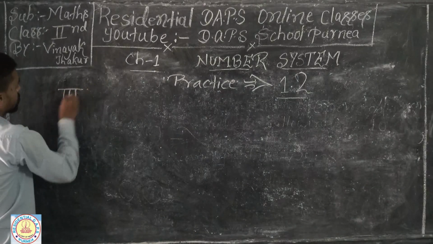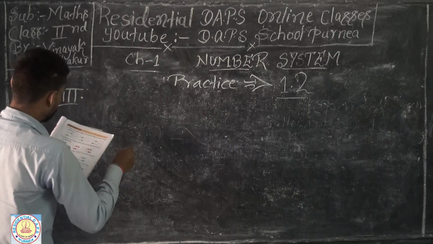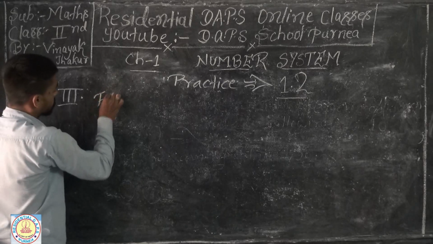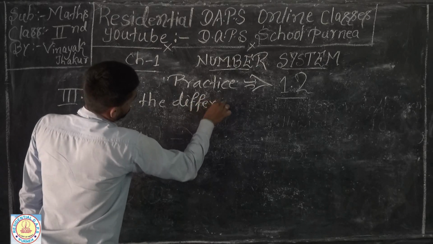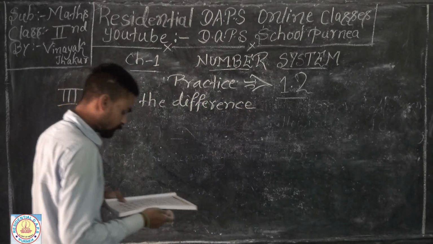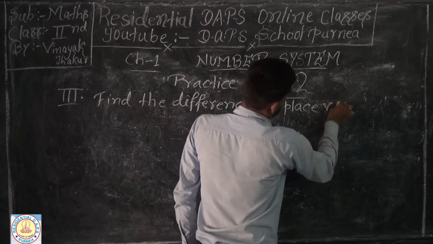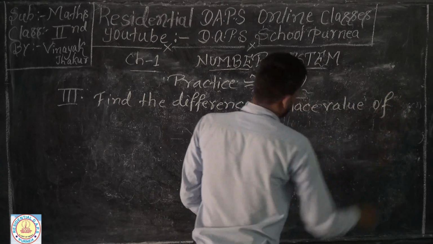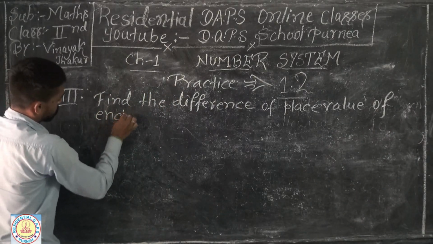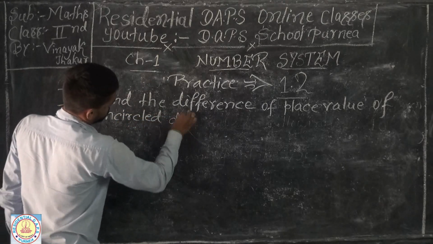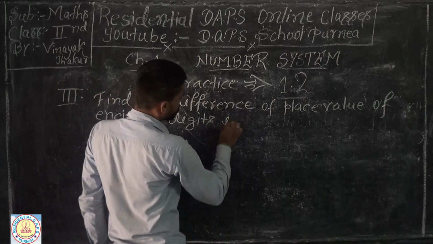This is your question number 3, and your question number 3 tells us, find the difference of place value of encircled digits in each of the following.